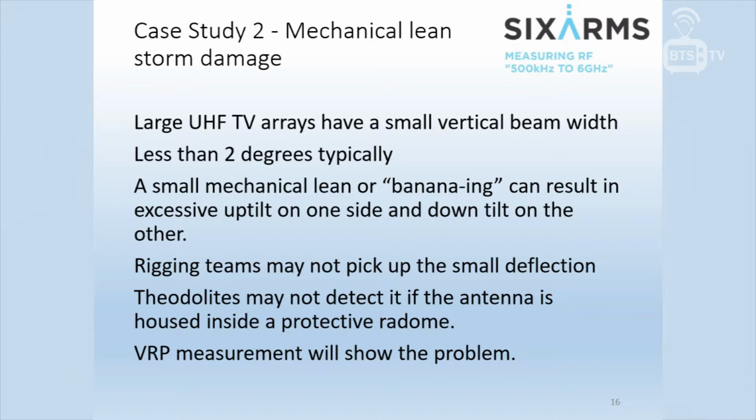So if you get a storm in there, you can get a lean, or a bananaing can sometimes occur. If you've got tilt on one side, it's going to put that beam above the horizon on one side of the tower and down towards the ground on the other side. So in one case we sent the rigging team up there and they went up with their spirit level. They said it's vertical, not a problem.